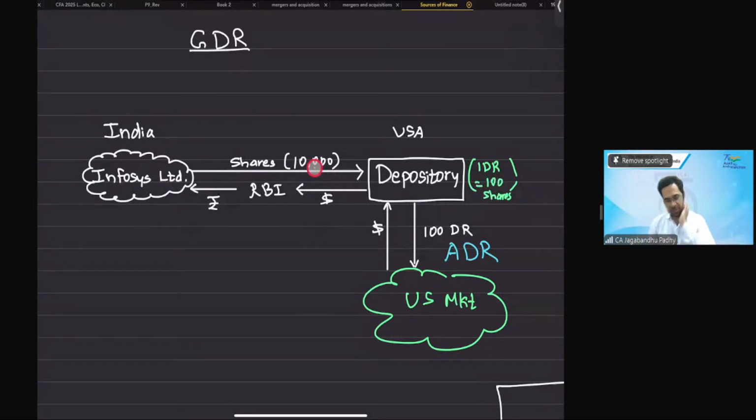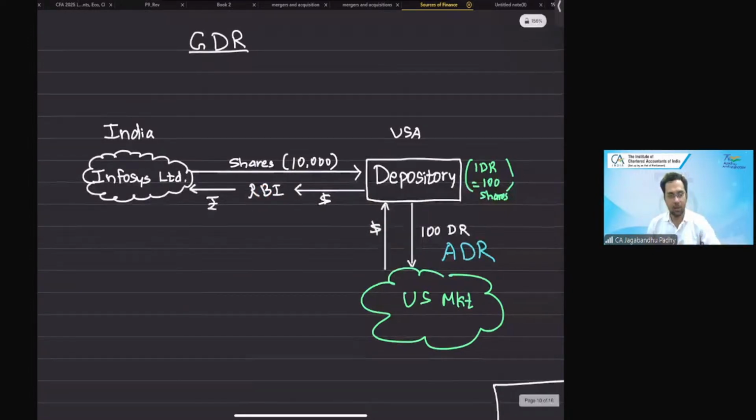Okay, so the depository receipts procedure is clear. You give the shares to a depository in the US. That depository participant will accept the shares of an Indian company, and it will give its own document in the US market, against which dollars will be collected by the depository, and that money will be transferred to RBI.